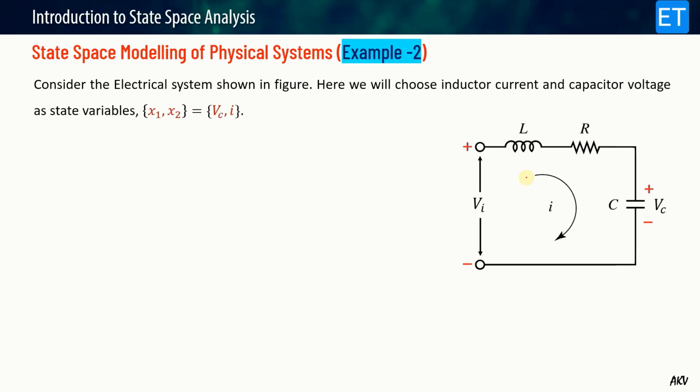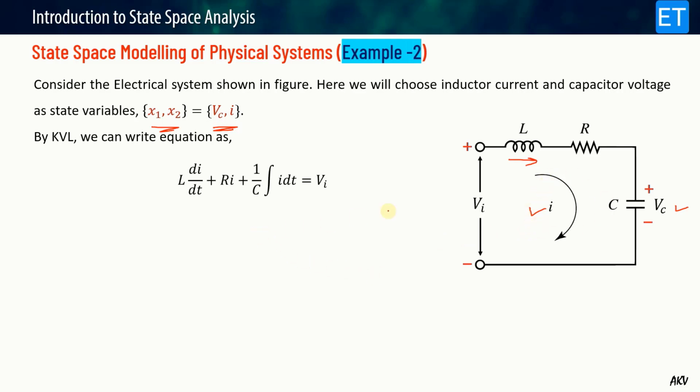So as I already said, for electrical networks you have to choose the inductor current and the capacitor voltage as the state variables. So in this case the inductor current is I and the capacitor voltage is Vc. So you can see that there are only the two state variables Vc and I for this system. So I can write the KVL in this loop.